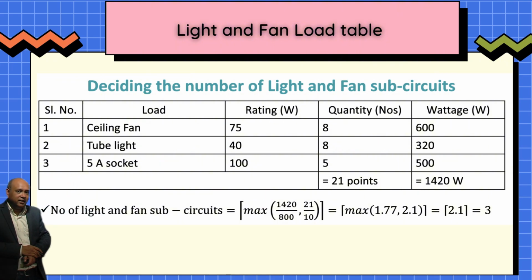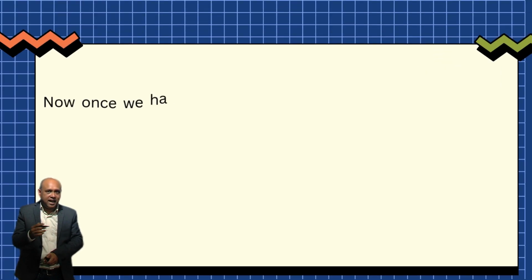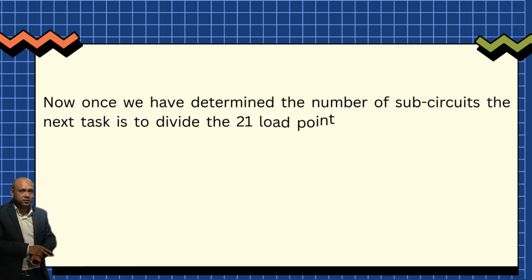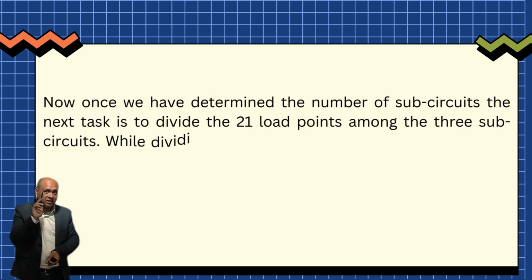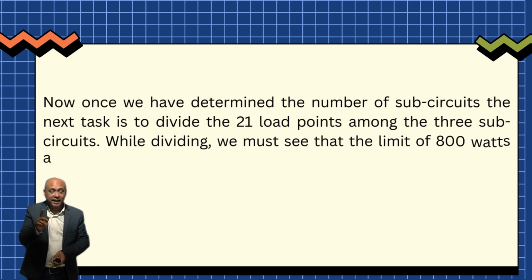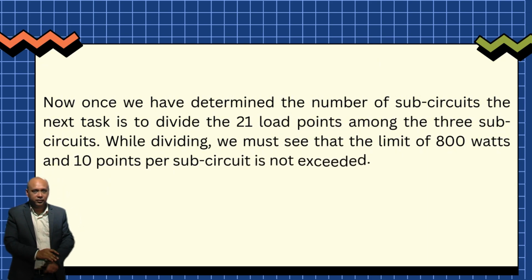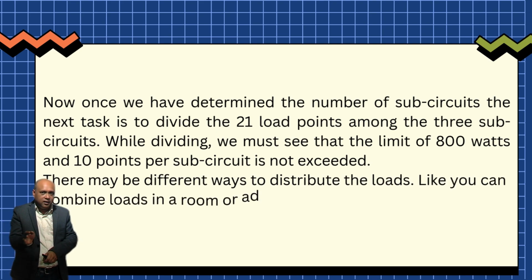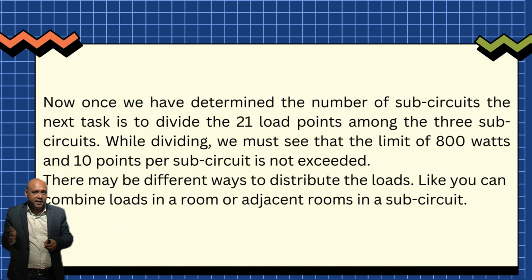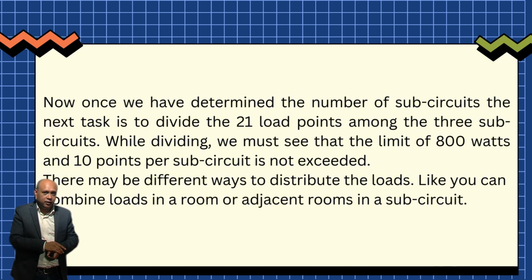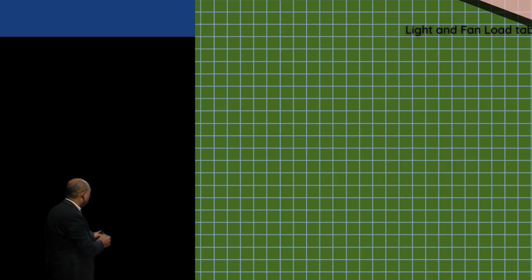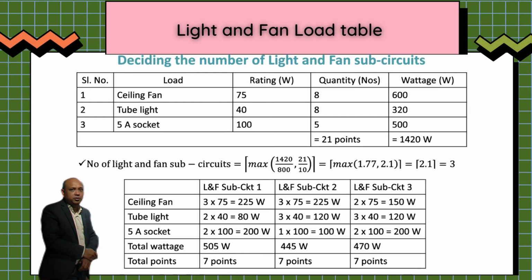Now, once we have determined the number of subcircuits, the next task is to divide these 21 load points among the 3 subcircuits. While dividing, we must see that the limit of 800 watts and 10 points is not exceeded. There may be different ways to distribute this load among these 3 subcircuits. Like, you can combine loads in a room in one subcircuit, or maybe combine loads in adjacent rooms in a subcircuit. One of them is shown in the table at the bottom. So here you can see this is one way by which we can distribute the loads.